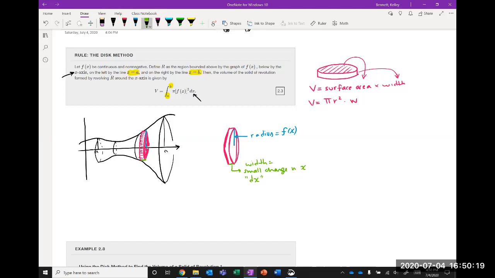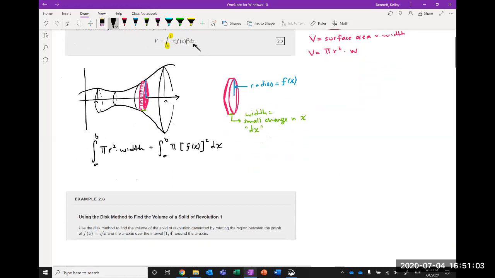So now I basically want to cut this thing up into these little quarters or hockey pucks of various radius, where the radius is given by f of x. So what's going to happen is I'm going to get the integral, which is, again, think of that like a sum of all these little pi r squared times width. And I'm going to start at a and I'm going to go all the way up to b. Well, we know that our radius is f of x. So this is going to be the integral from a to b of pi times the function, which is acting as our radius, and then times the width, which is dx. So that's exactly where this formula for the disk method comes from.